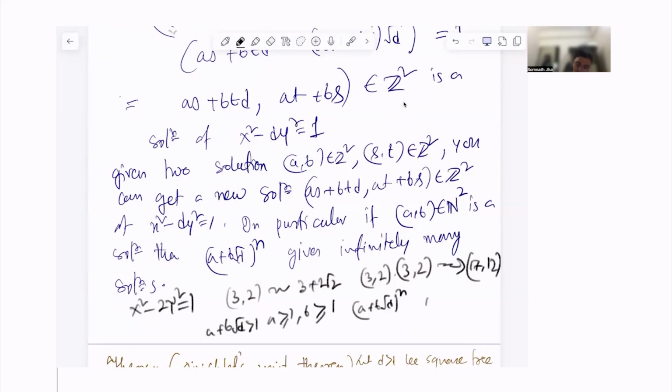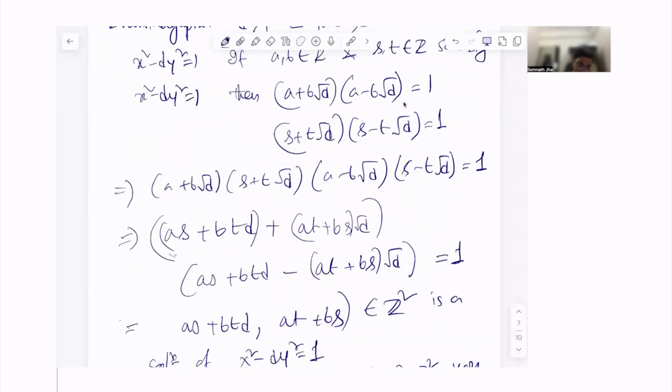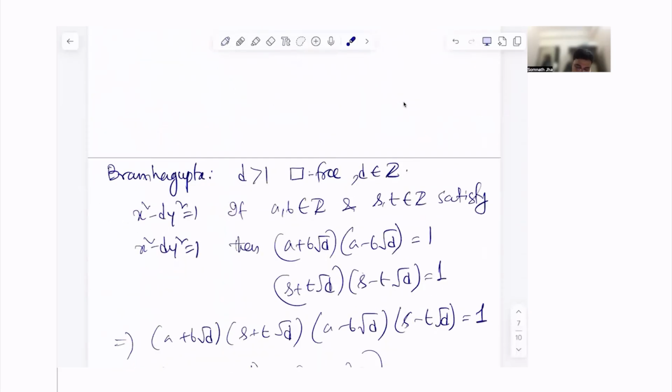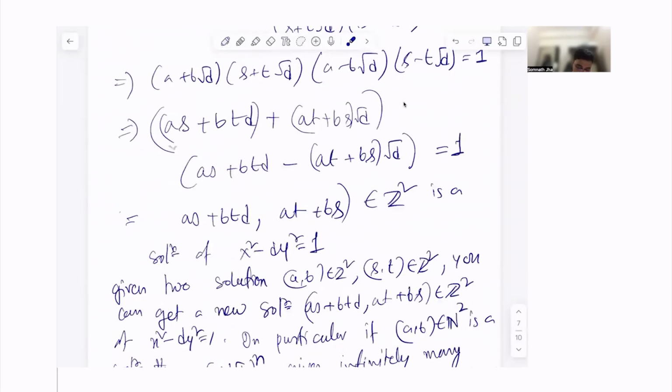Also, the norm of 1/x is 1 over the norm of x. So if 3 + 2√2 is a solution, then 1/(3 + 2√2) will also be a norm 1 element, right? So that's why the norm 1 elements for x² − 2y² are given by (3 + 2√2)^n, with n an integer. Okay.